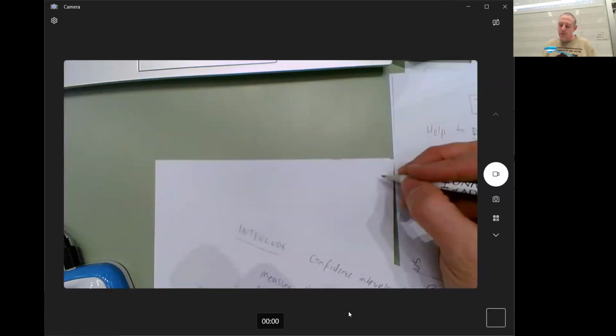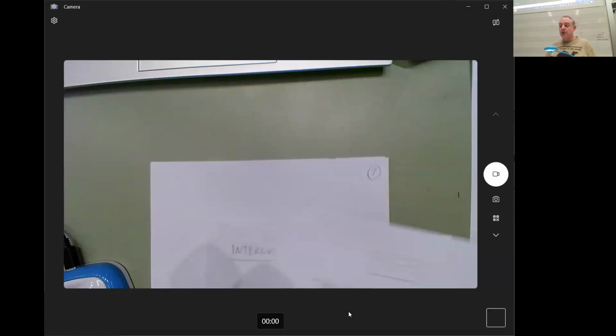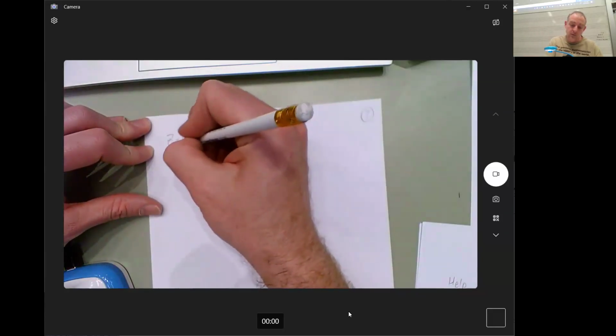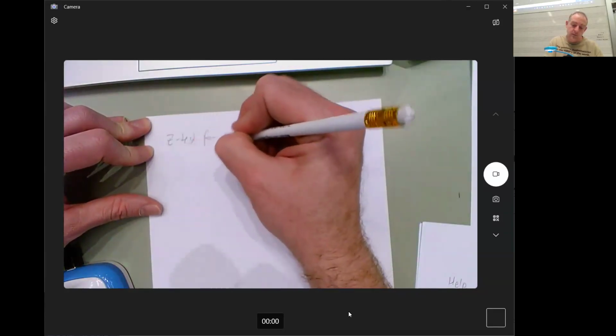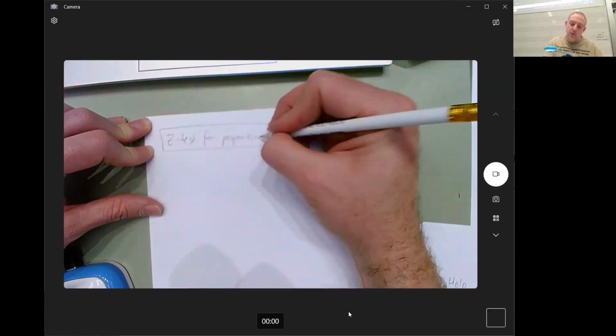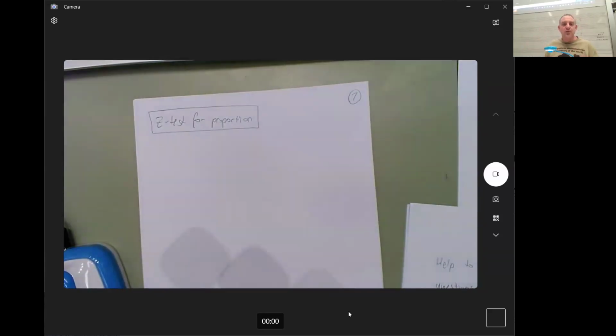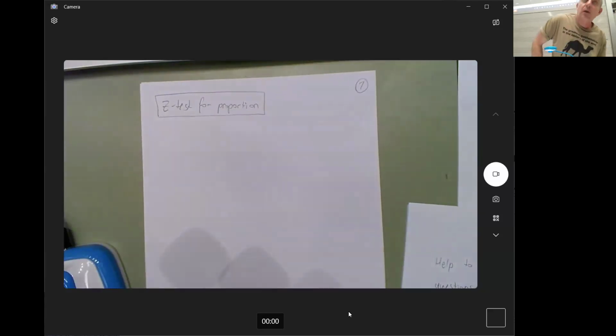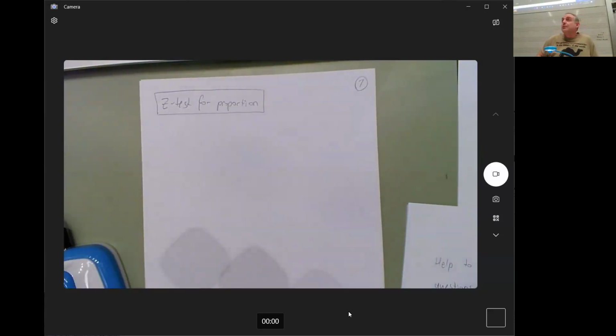The next one I wanted to talk about is not the next one in your course. It's later. It's the Z-test for proportions. Proportion is the mathematician's word for percentage written as a decimal. I mean, it's not really, it's just the general concept of an amount out of another amount. That's what proportion is.